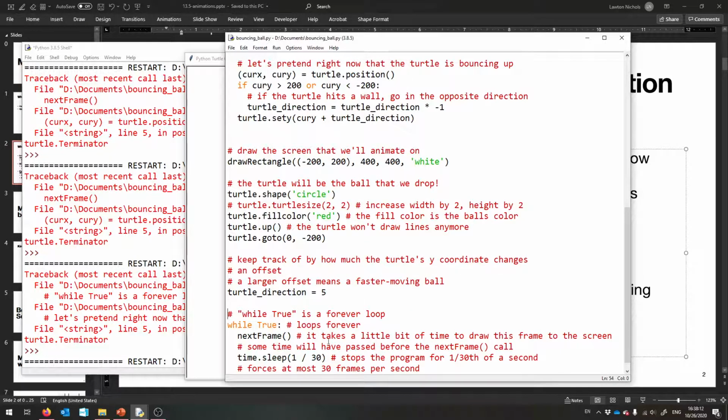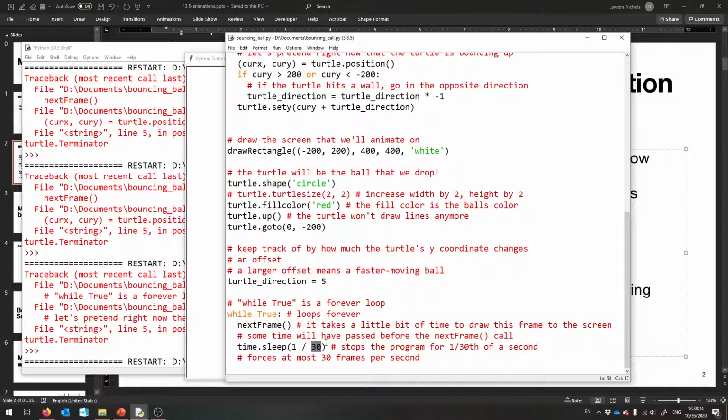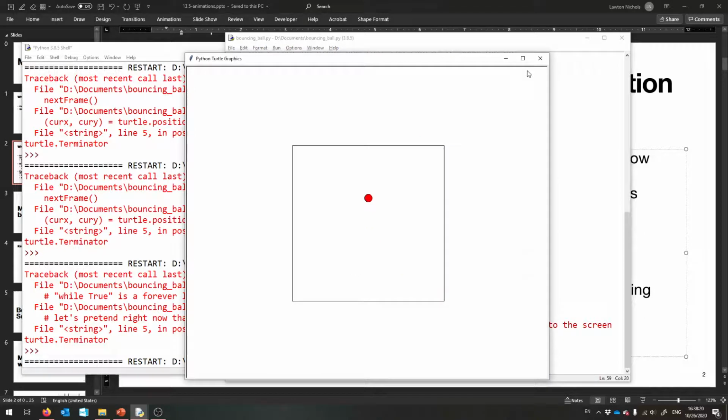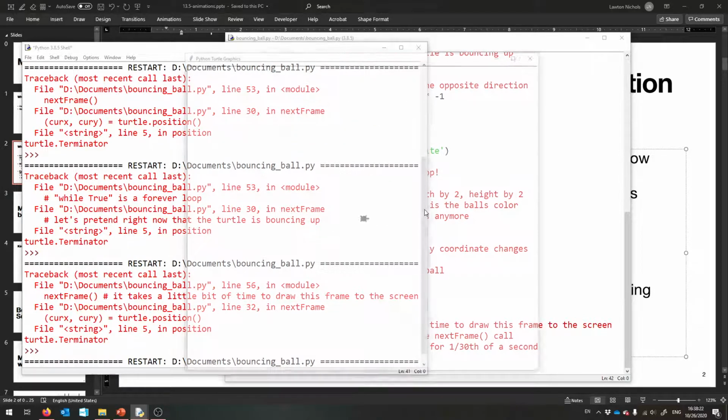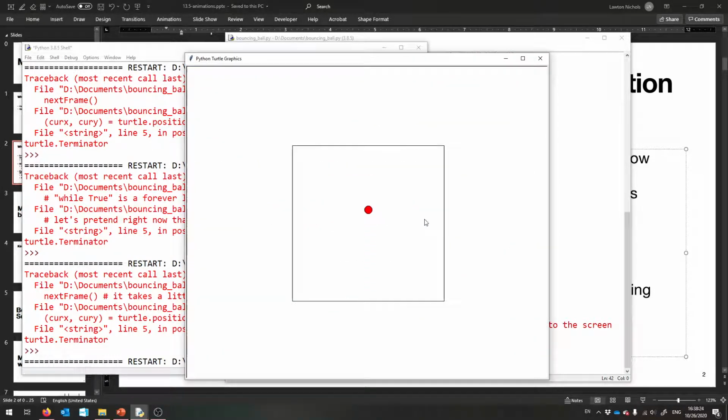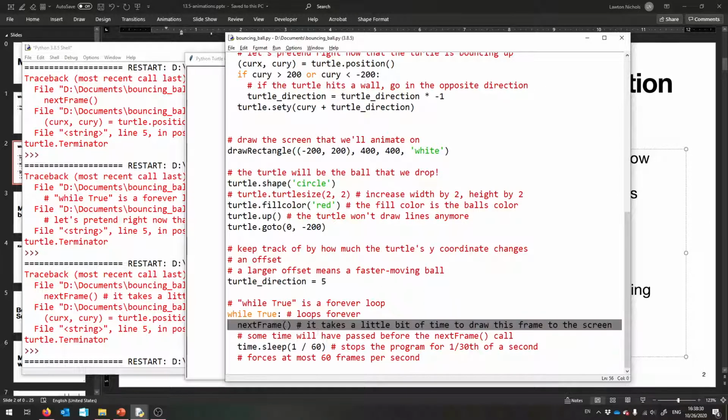Isn't that cool? So maybe you want almost 60 frames per second. That's like a good gaming speed these days, right? And sometimes it's a bit choppy, okay? Because it's going a bit less than that because of these next frame calls. So now you know what you can do to force these frame rates, okay?